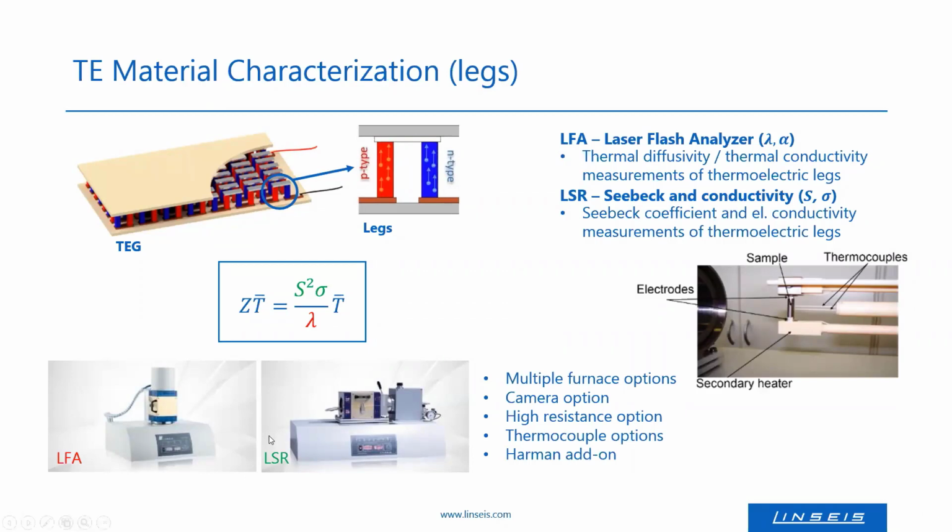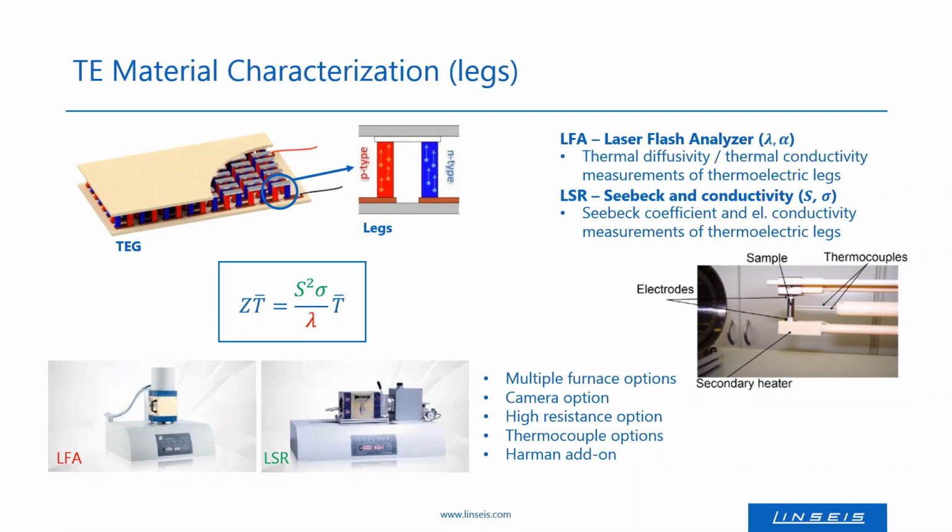So in summary, the LSR can be used to characterize the Seebeck coefficient, the resistivity and the electrical conductivity of a broad range of samples, which can be bar-shaped or a disc. The disc can additionally be used for the LFA to determine the thermal conductivity. Furthermore, with the LSR, one can also measure thin films.